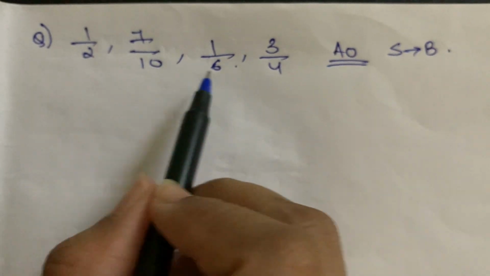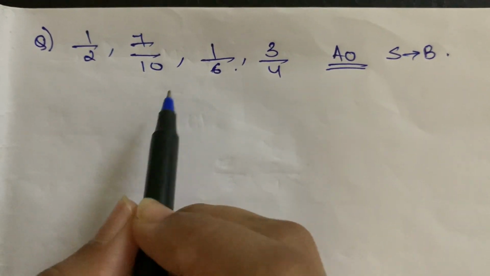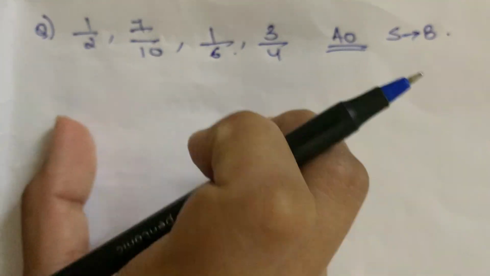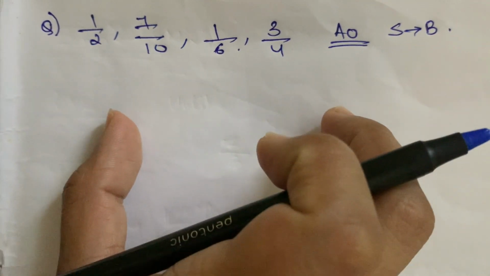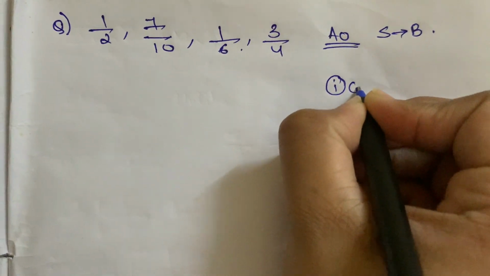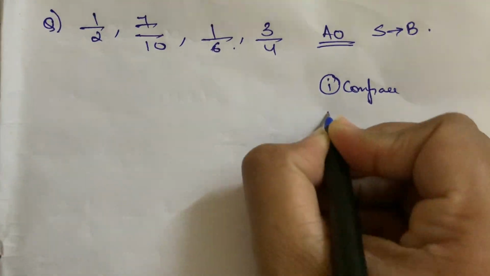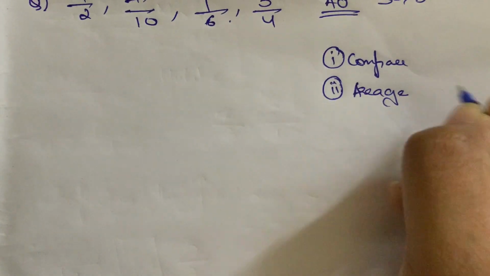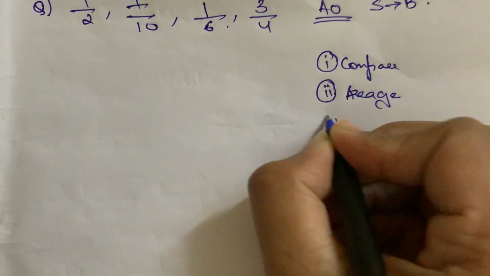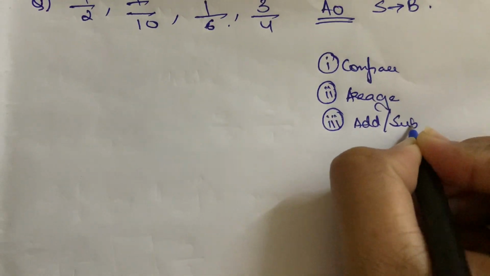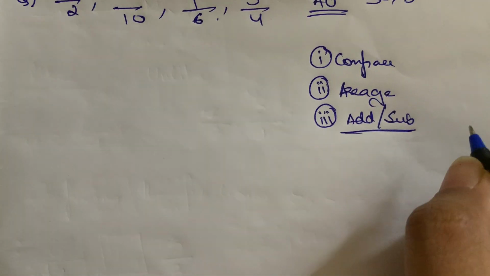Now here what I can do is make the denominator same. First and foremost thing, to compare, to arrange, to add and to subtract: the denominators need to be the same. These are four operations, to compare, to arrange, and to add or subtract. This is a condition that these denominators need to be the same.